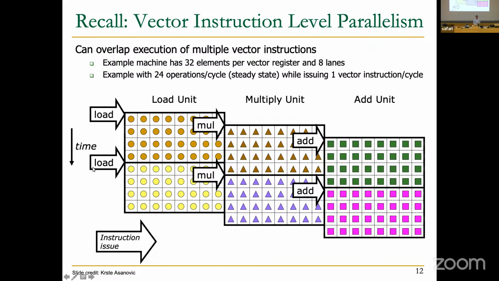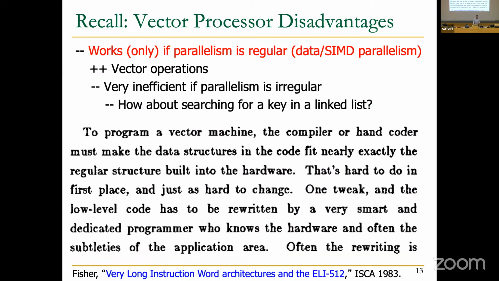If you look at time, at a given point in time, in the steady state, you have 24 operations going on 24 different data elements. Okay, these are all review. We've seen this. We've also seen the disadvantage. We've talked about the advantages, so I'm going to focus a little bit more on disadvantages here. This works nicely if parallelism is regular. If you have data parallelism or SIMD parallelism, operating on very large vectors, this is great. Unfortunately, if parallelism is irregular, you have problems.